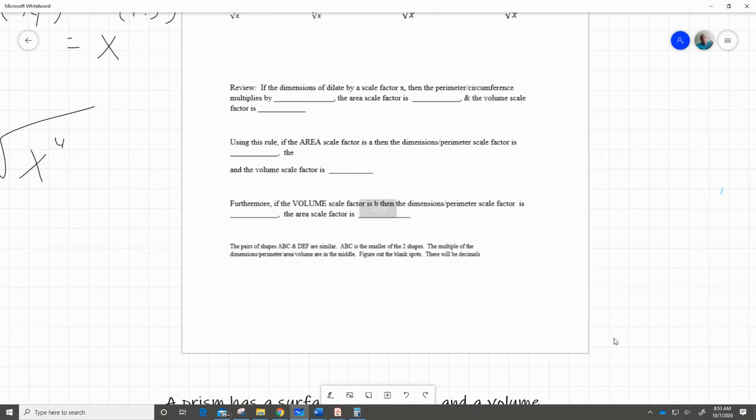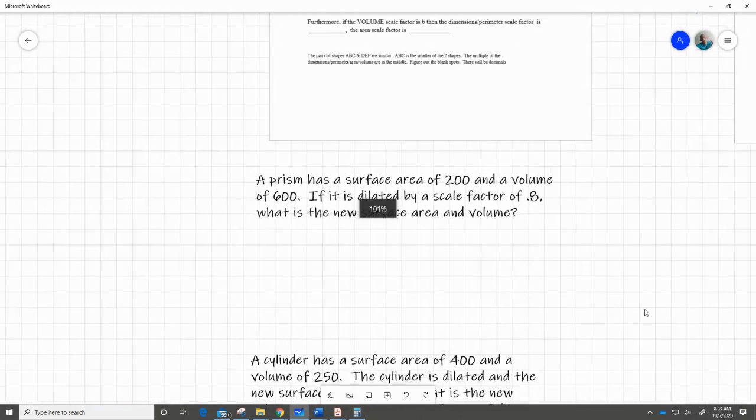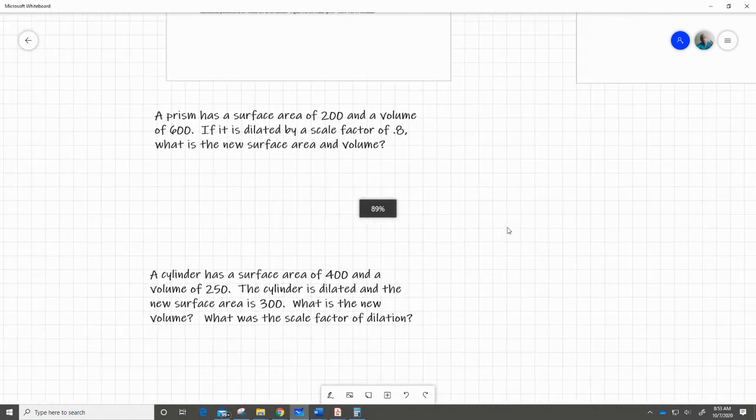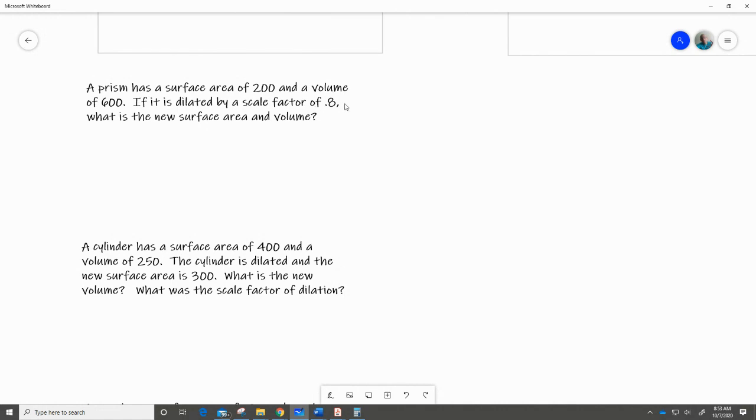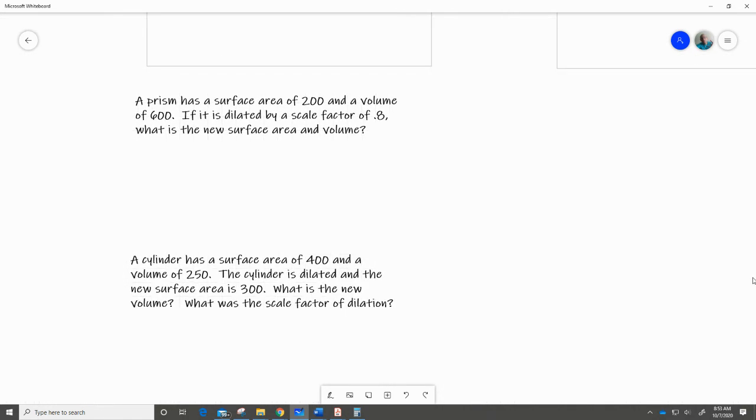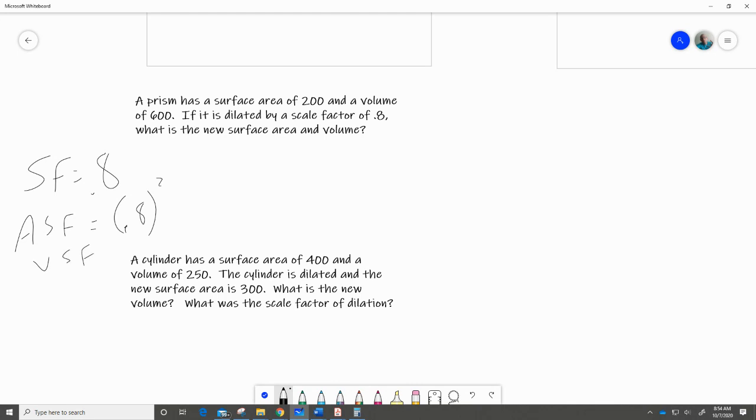All right, so coming down here. A prism has a surface area of 200 and a volume of 600. If it is dilated by a scale factor of 0.8, what is the new surface area and the volume? Okay, so we're going to go to our first rule that we had up there. We know that the scale factor is 0.8. The area scale factor is 0.8 squared. The volume scale factor is 0.8 cubed.